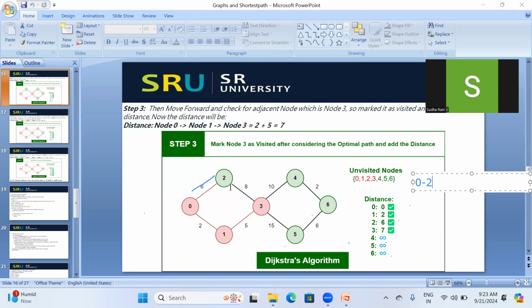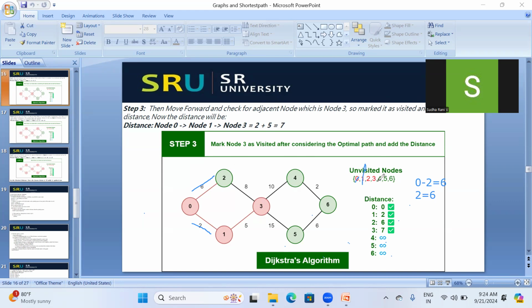As this is the only possibility to traverse from 0 to 2, we take the default value as 6. So the value of 2 will be 6. Okay. So now, how many traversals have we completed? With this, we completed the traversing of 0 to 1 as well as 0 to 2. So what are the nodes we covered? We covered node 0 and node 1.